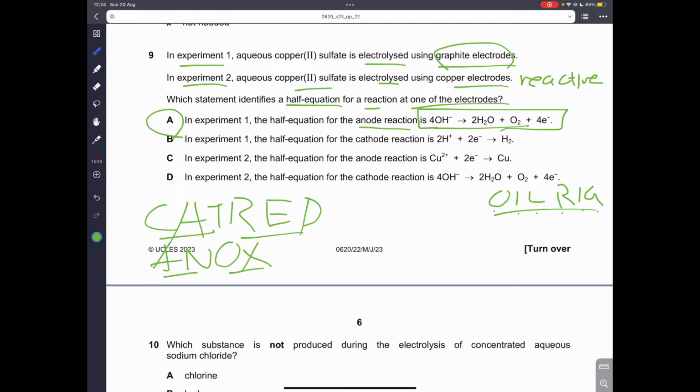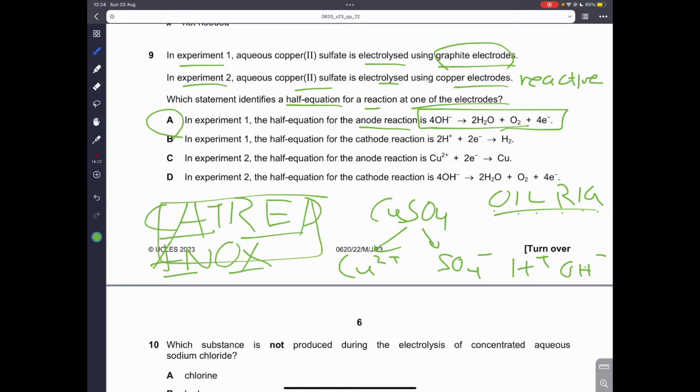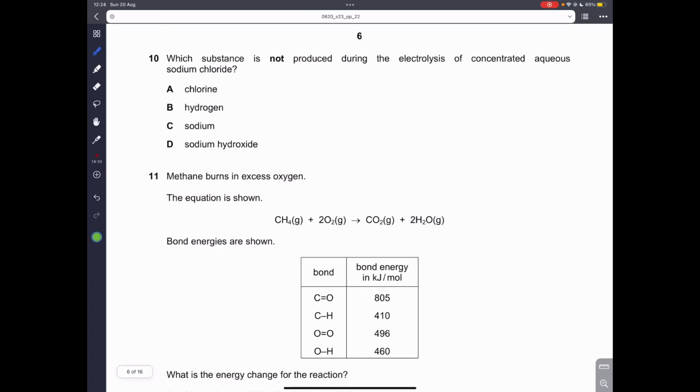And another way you could do is basically, with copper-2 sulfate, you can divide it into its ions, and then firstly write down all the ions that are present in the aqueous copper-2 sulfate, and then you have to choose which one will selectively discharge. You could also try this method, or you just can remember cat red and ox or oil rig. If you remember these acronyms, electrolysis becomes really easy. Question number 10. Which substance is not produced during the electrolysis of concentrated aqueous sodium chloride?